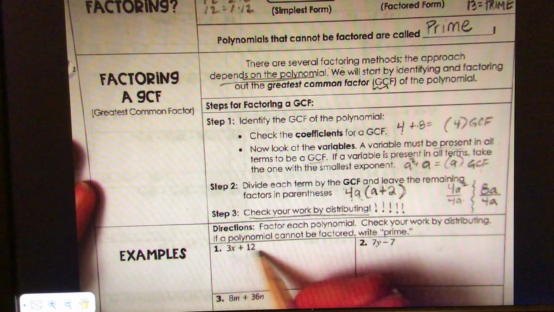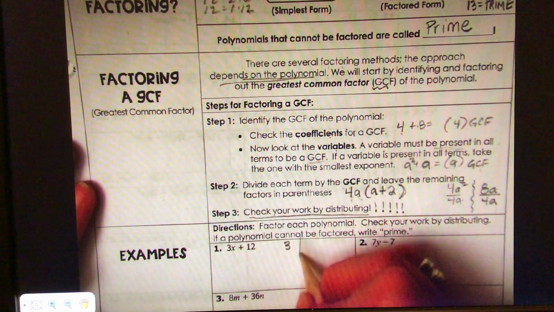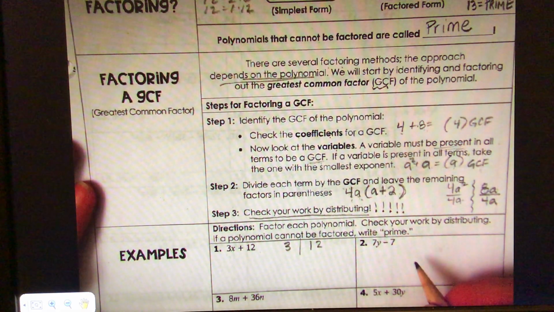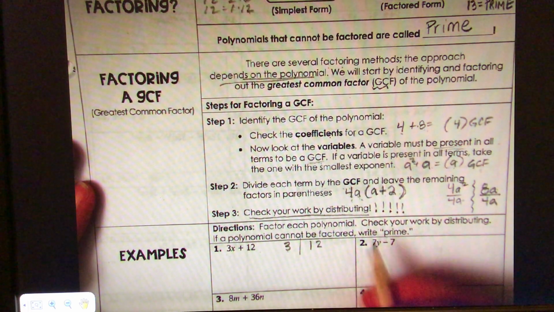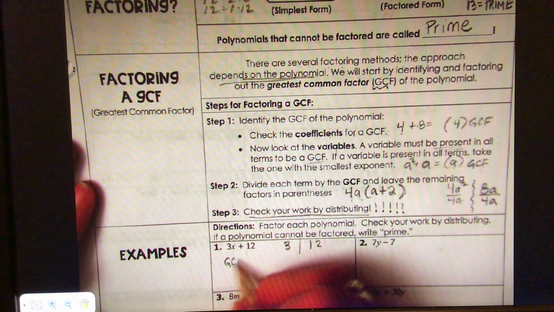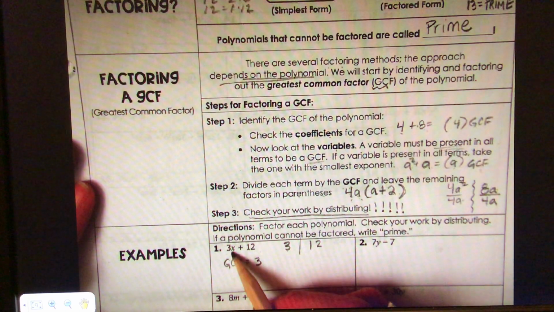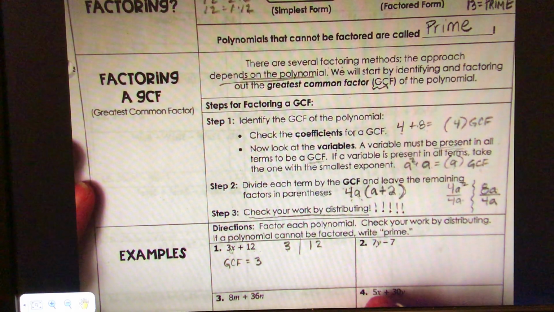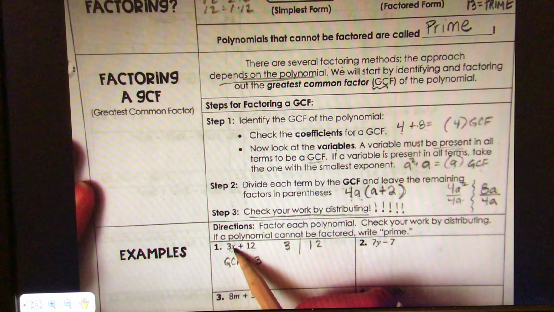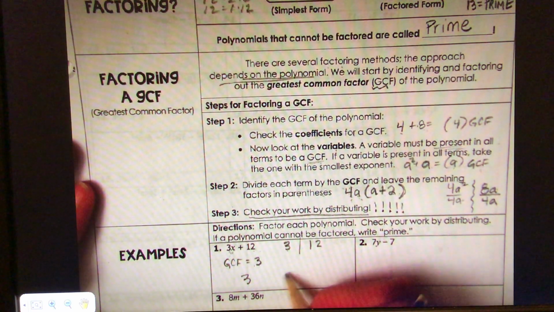If I think about my coefficients first, you can write this out if it helps, but you have 3 and you have 12. Well, I think I already know what the greatest common factor is, because I know 3 goes into both 3 and 12. So the GCF for the coefficient is 3. Okay. Now I'm going to check the variables. Is x present in both terms? It's not. You don't have a variable component in your GCF. So in essence, the only thing that works is 3. So 3 stays outside, okay?